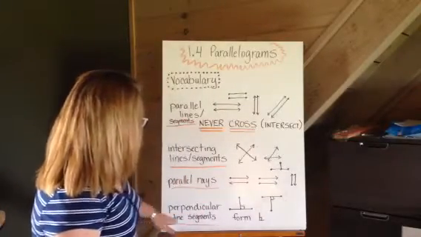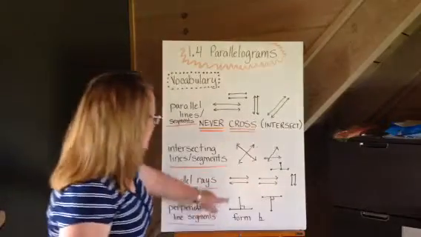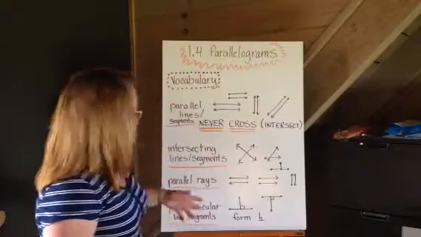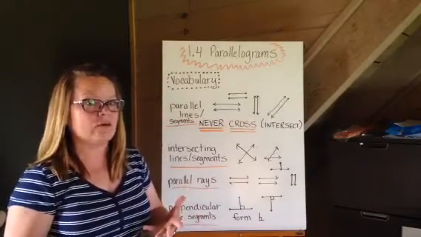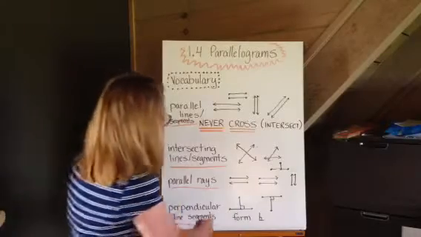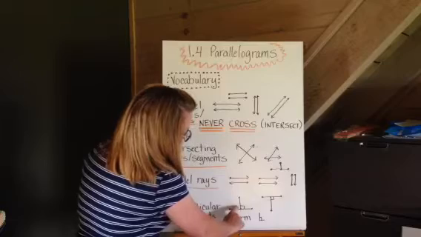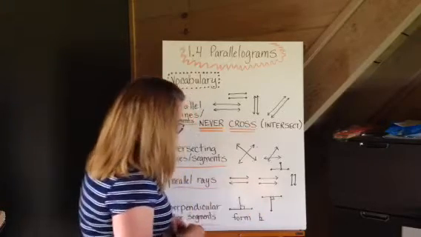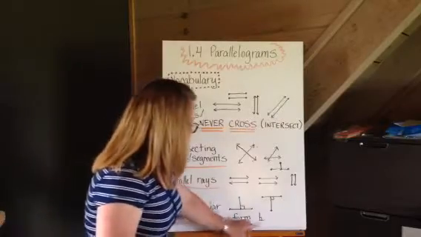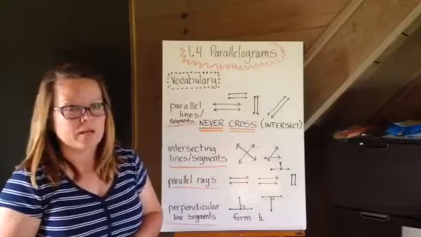Then we have perpendicular line segments. Now again, this is going to be a line segment, not a line, so you're going to have your two endpoints. And the neat thing about a perpendicular line segment is it's going to form a right angle. That's how you know it's perpendicular. So if you look here at my diagram, I have a right angle here. I also have one on this side. I've got a perpendicular line segment upside down. It does the same thing. So those form a right angle. That's the symbol for that. So that's how you would record that on your paper.